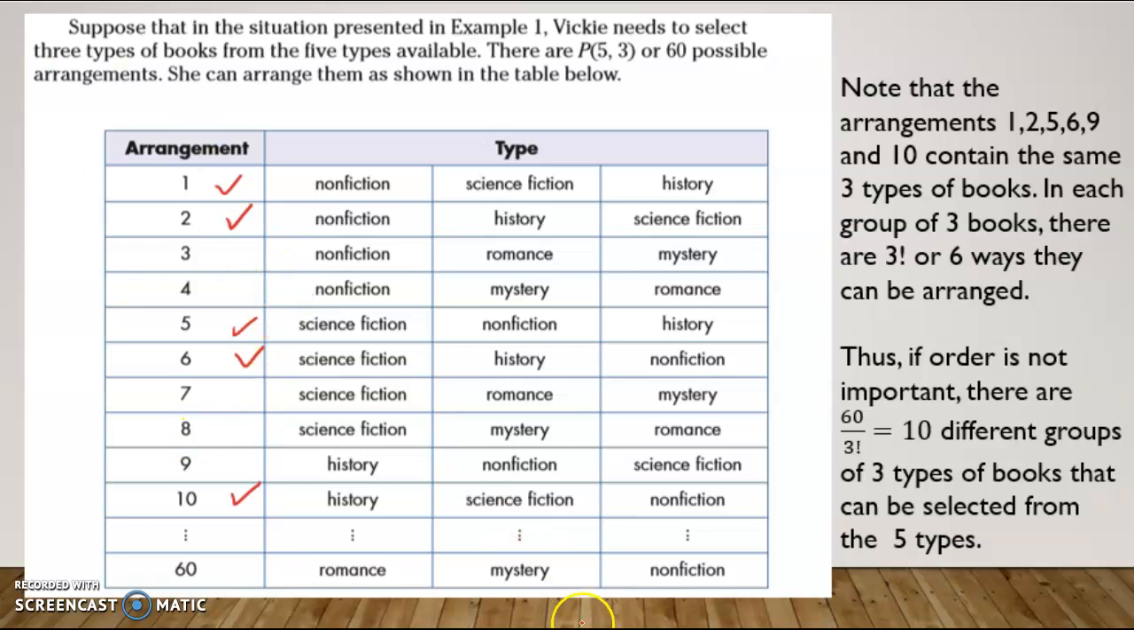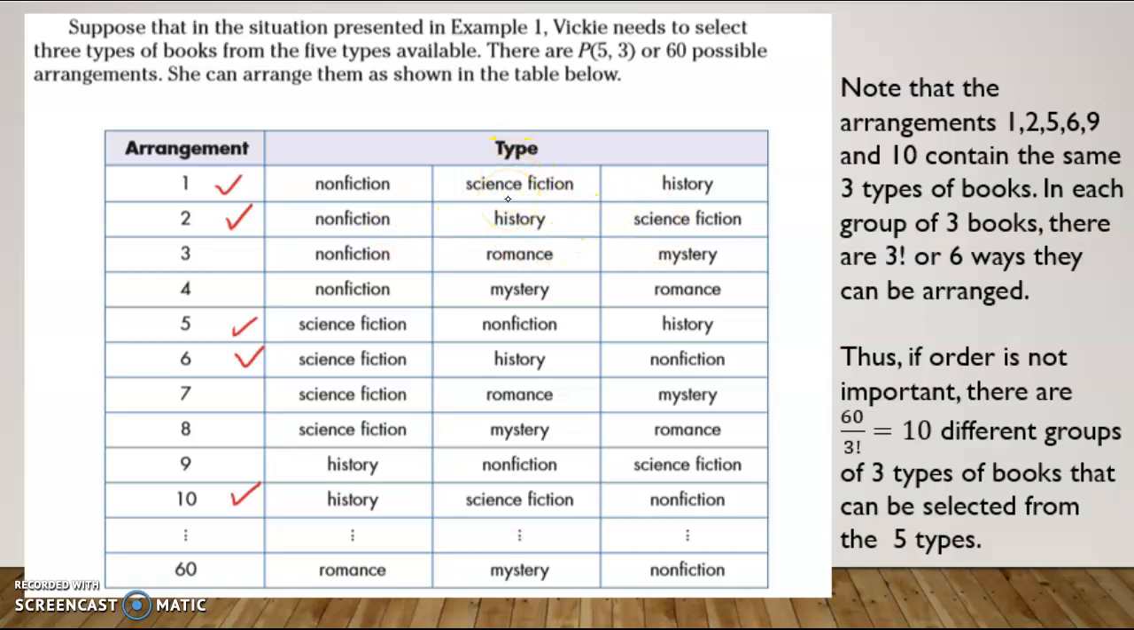Okay, I was having a little trouble here with the situation, so starting over again. When you've got these 5 different ones, they all have the same 3 types of books: history, science fiction, and nonfiction. These are not considered duplications if you're dealing with permutations, because they have to have a determined order. So this would be a different one than this because the order is different.